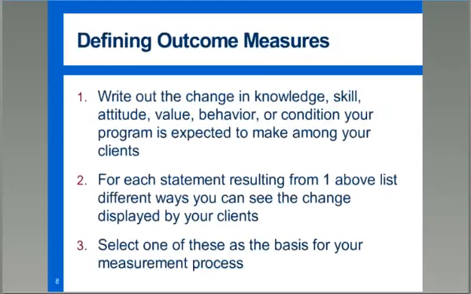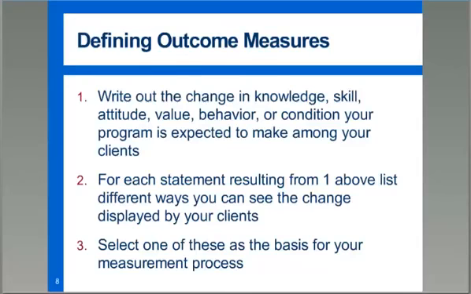How then do we define outcome measures when we know what our goals are and we understand the general concept of our process model? Well, looking at English as a second language example again, let's assume our targeted change is the ability to understand work instructions. That's what we write out as a change in knowledge, skill, attitude, value, behavior, or condition that your program is expected to make. There can be more than one outcome potentially.